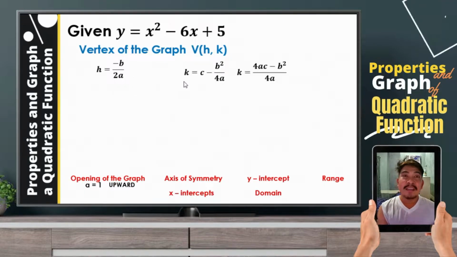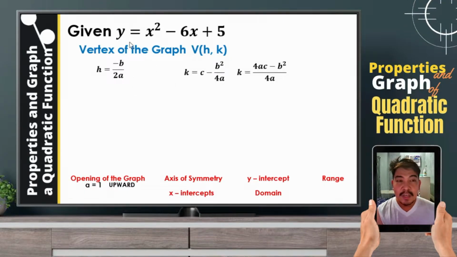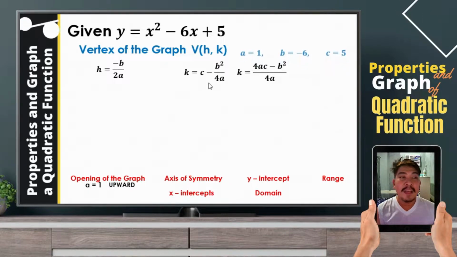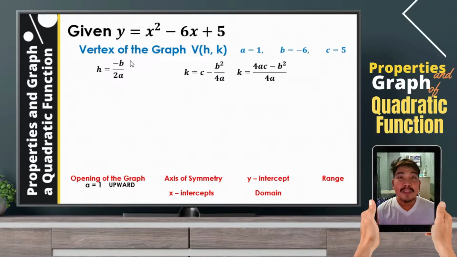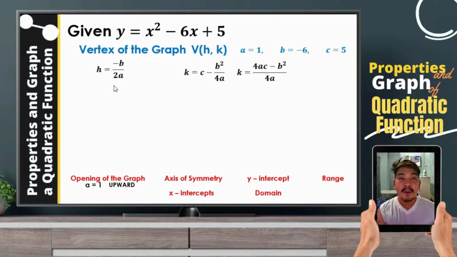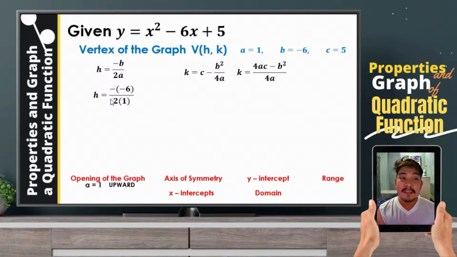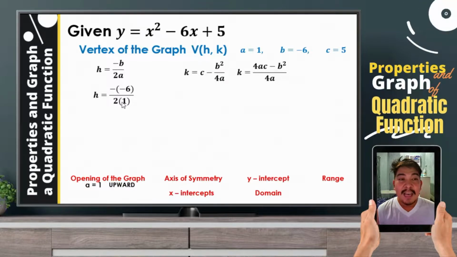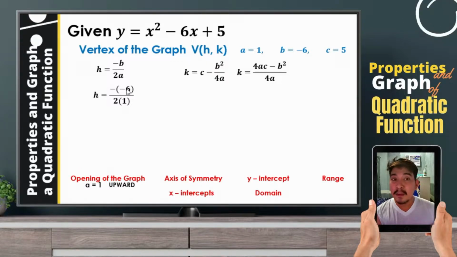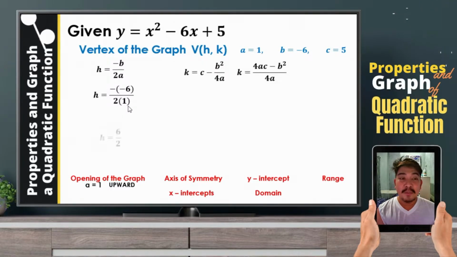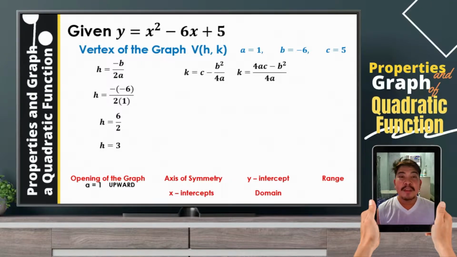In getting the values of h and k, we need the values of a, b, and c first. Given this quadratic function, the value of a is 1, the value of b is negative 6, and the value of c is 5. Then we need to substitute. h is equal to negative b over 2a, so h is equal to negative of negative 6 over 2 times 1. Negative 6 since the value of b is negative 6, and 1 since the value of a is 1. Simplifying, negative times negative 6 is positive 6, and 2 times 1 is positive 2. Therefore, h is equal to 3.